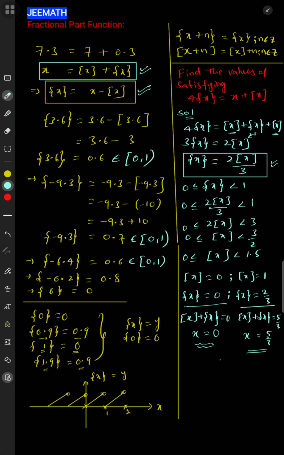Okay. So these are the values of x. It all implies that x equal to 0, 5 by 3 satisfies the given equation 4 times the fractional part of x is equal to x plus step x. So these are the values of x.